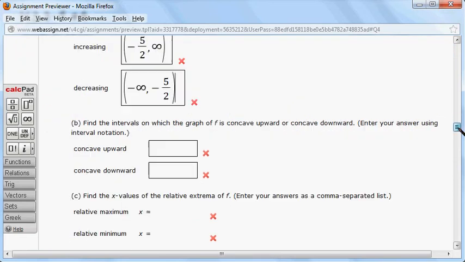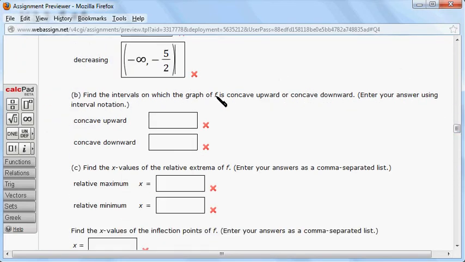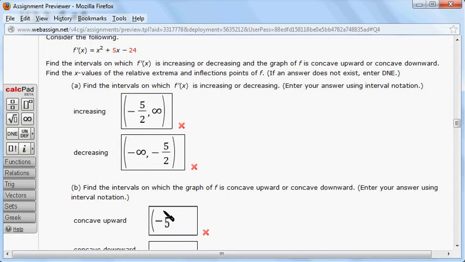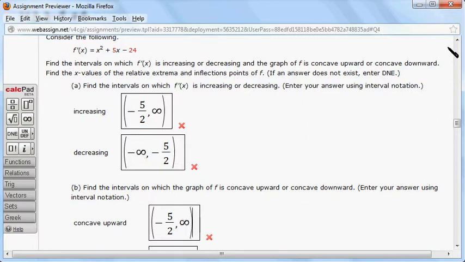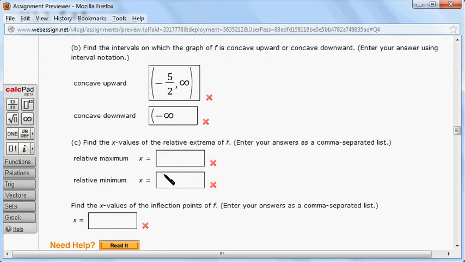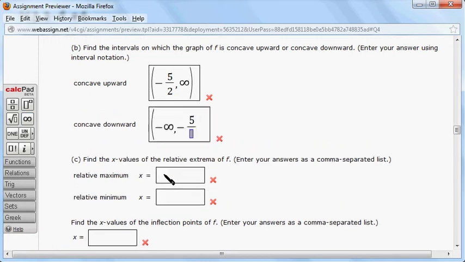Then define the interval in which the original function f is concave upward. This one is actually when the derivative is increasing, so it's the same answer as part 1. So it's negative 5 halves to infinity, because if the derivative is increasing, then the original function is concave up. So we're going to put that in there, and concave down when the derivative is decreasing, so it's negative infinity to negative 5 halves.